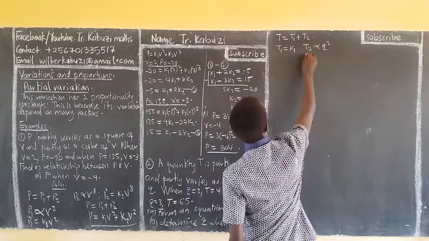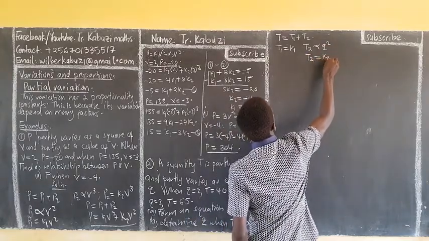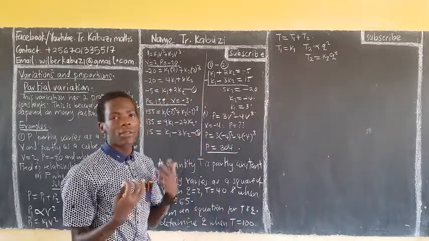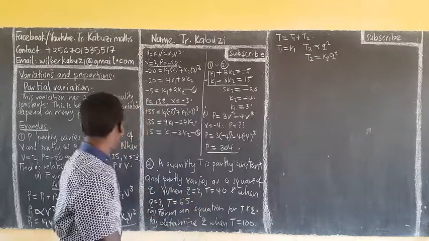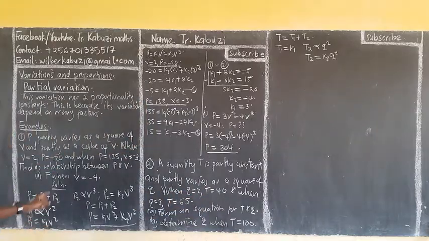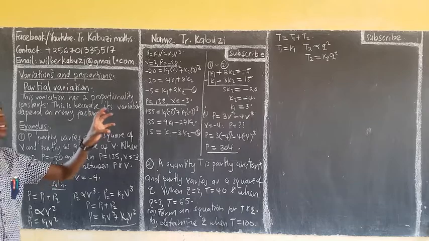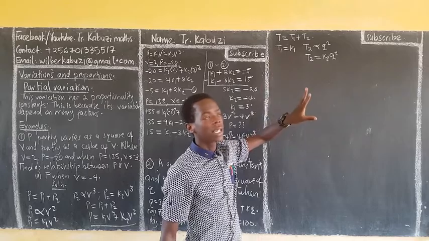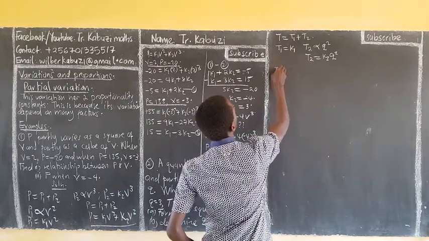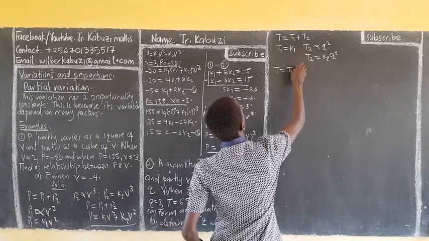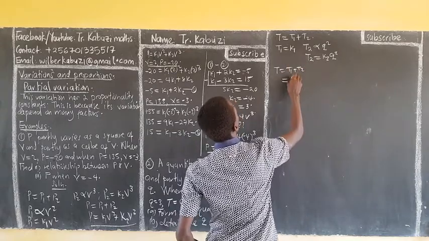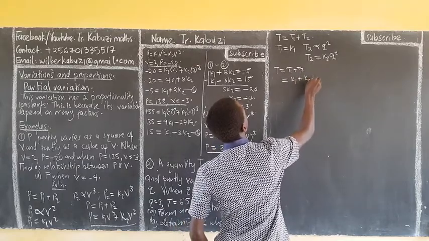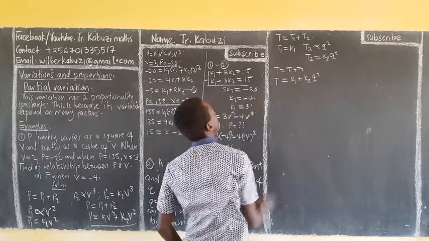K2 Q squared. When they say partly constant, you just put that constant there. Don't waste time. Here we had this because it was a variable, but this is just partly constant. If they say partly constant, just equate it to any constant of your choice. Meaning now my T, which is T1 plus T2, will be K1 plus K2 Q squared, and that's my T.